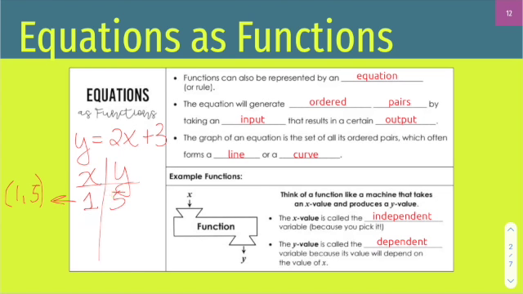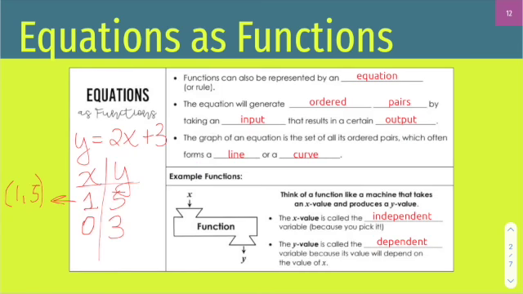So for example, if I choose x to be equal to 0, I'm going to plug it in here. I get 2 times 0 plus 3, which is going to give me 3. So whenever my x is 0, my y is necessarily 3. All right, so what we see here is that every equation, it will generate an infinite amount of ordered pairs by taking an input that results in a specific output. All right, the graph of an equation, therefore, would be the set of all its ordered pairs, which often forms a line or a curve.